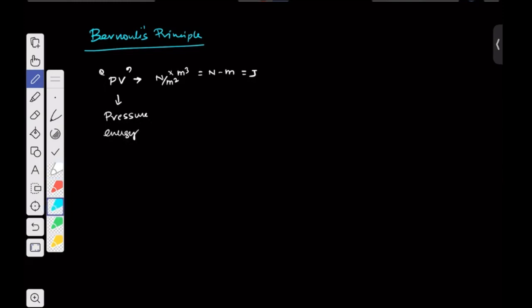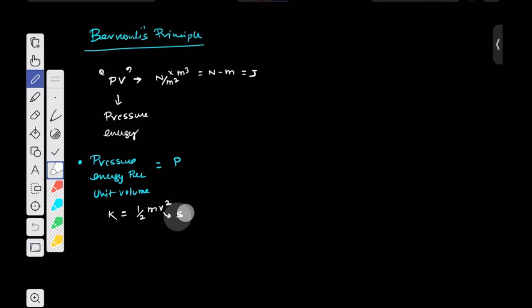So if I ask you, what will be the pressure energy per unit volume? P into volume is pressure energy, so the pressure energy divided by the volume will be our pressure energy per unit volume. That will be nothing but the pressure itself. Next, for a particle, the kinetic energy I can write down as half mv square, where v is the speed here.